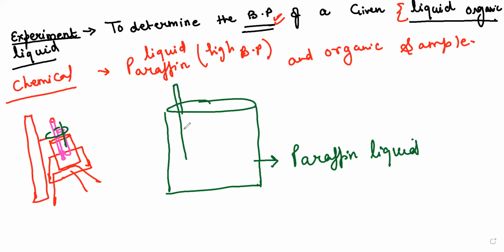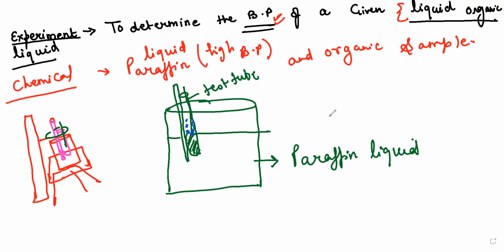Again, a thermometer to check the temperature. Make sure the thermometer is tied properly with the test tube. This is the test tube, and to this you have placed the capillary, right? And this has paraffin liquid, and to this you have put your compound which you have to check. So as this compound in this test tube starts getting heated, the bubble formation can be easily seen here. The bubble formation can be seen here, and that is how we get to know about the temperature.